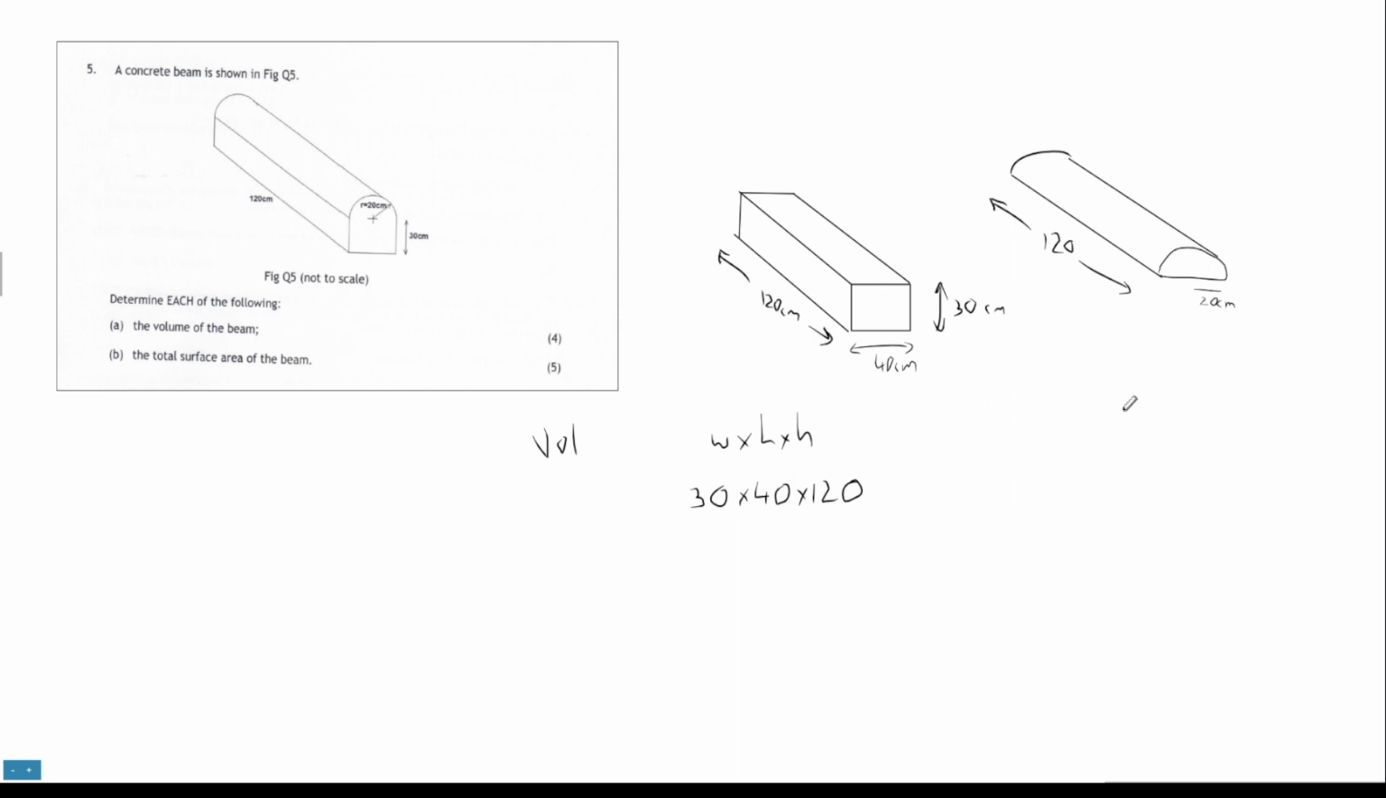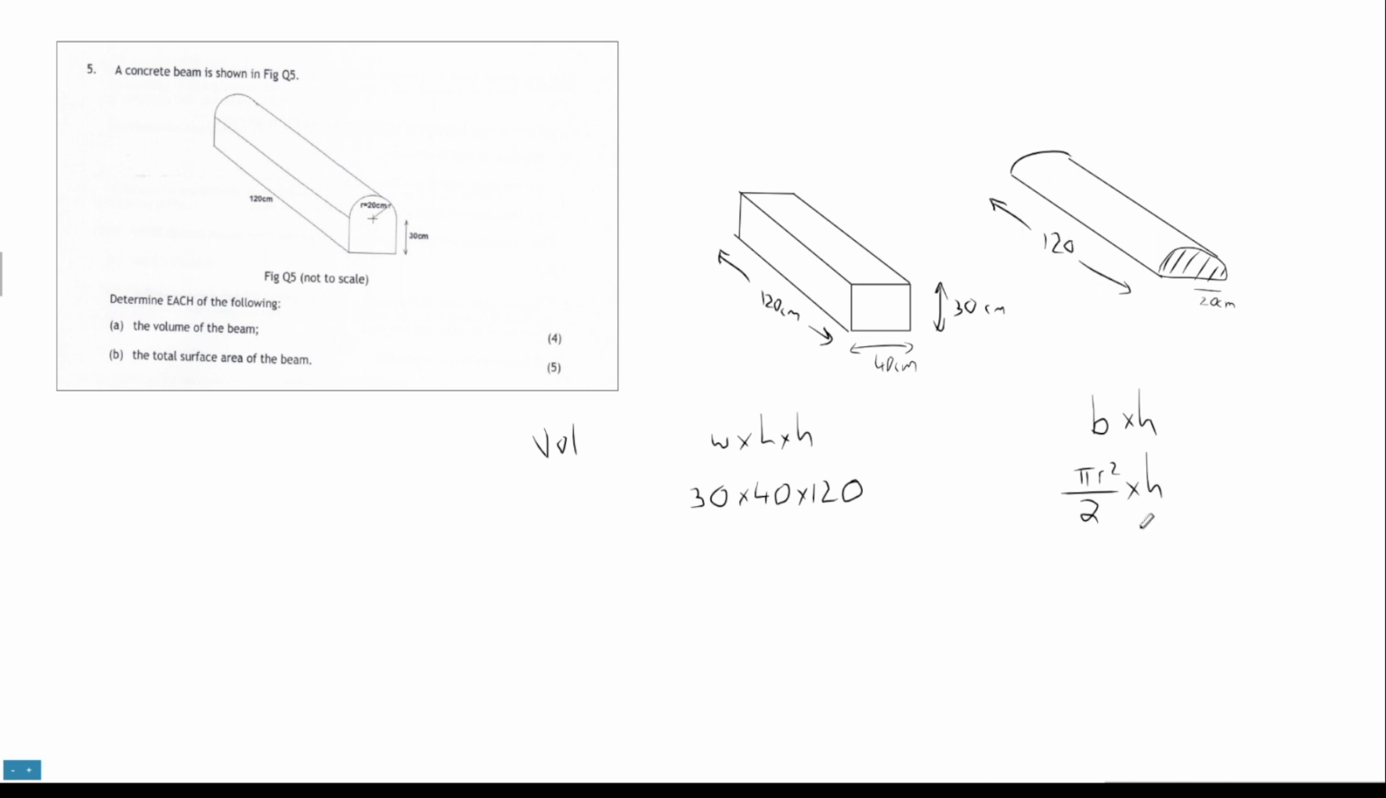Let's do the volume for the cylinder. It's going to be the cross-sectional area for any cylinder. I would call that the base times the height. The base in this case is half a circle, so a circle is pi r squared, but then it's divided by 2 because it's only half of one. And I know the height is 120.